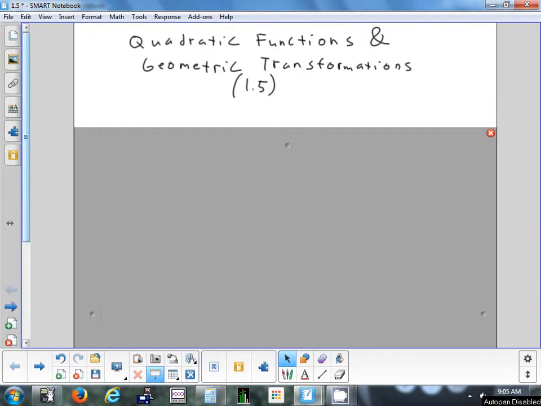Right, so we're going to take a look at section 1.5. 1.5 is on quadratic functions, how we graph them, and basically what we can do to a quadratic function to move it. We'll talk about how we can transform it.